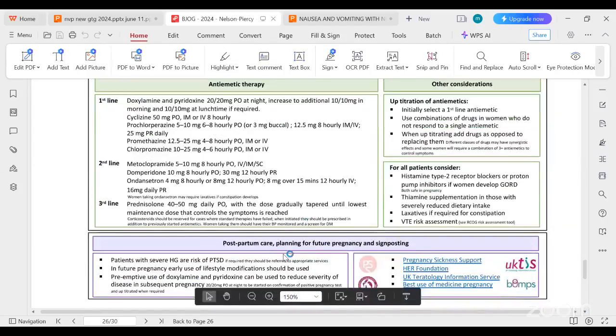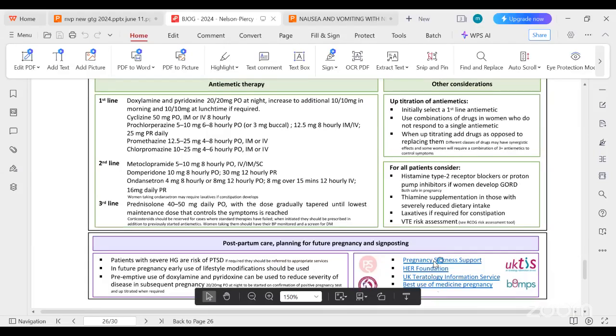And then comes the postpartum planning and the future pregnancy and signposting. Patients with severe hyperemesis gravidarum are at risk of post-traumatic stress disorder, and for that we are required to refer them to the appropriate services. Okay, these are one, two, three, and four.